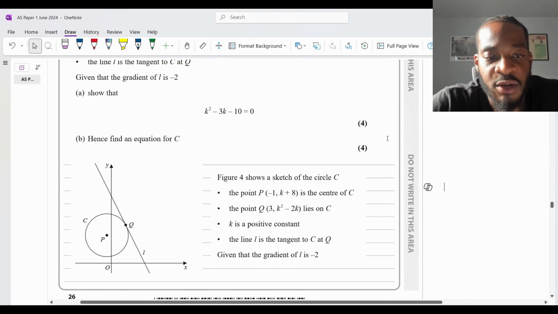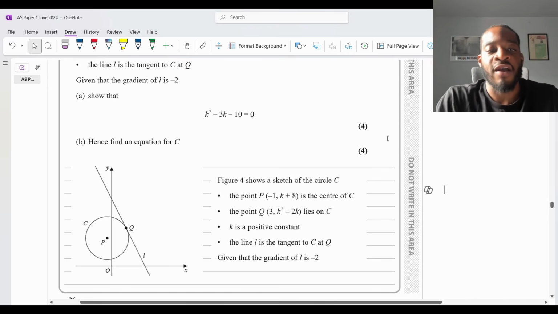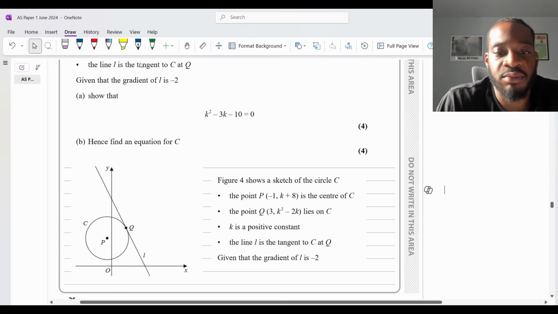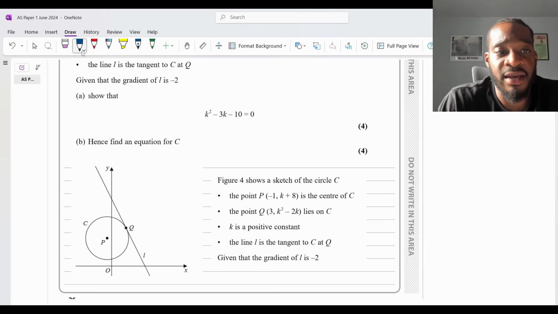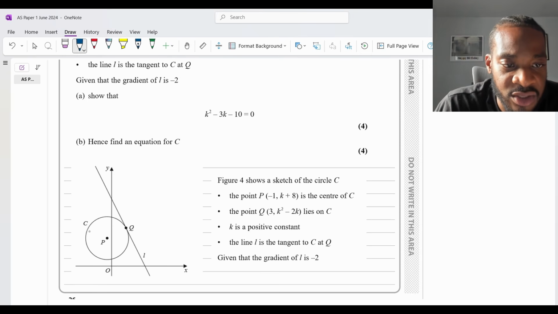Now remember what I always say with these types of questions. Draw a diagram. I mean, the diagram has been drawn for you, but visualize it. What I will do first is pretty much label everything they've told us, right? And maybe certain things can come to us. So firstly, the point P is (minus 1, k plus 8). So let me write that there. Minus 1 and then k plus 8. That is the point P.